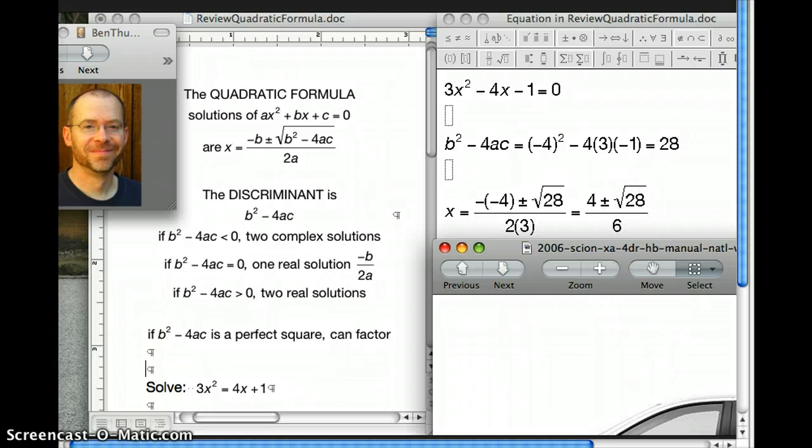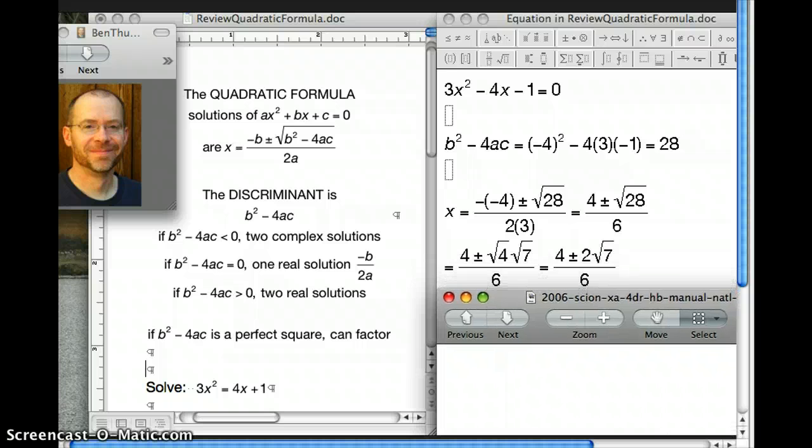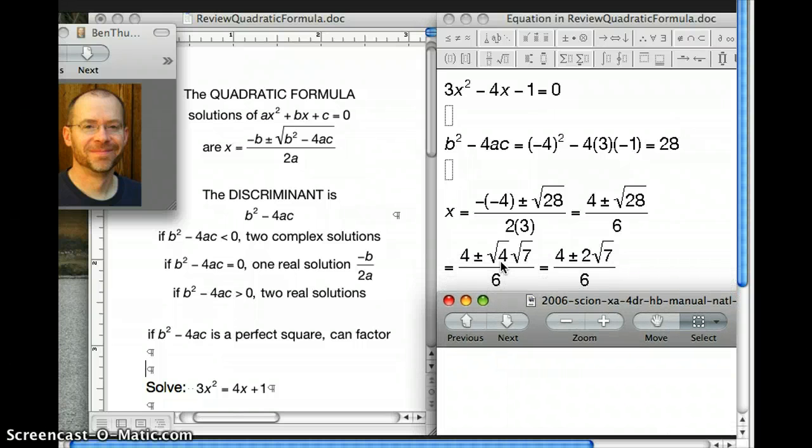And looking at square root of 28, I see that 28 does have a perfect square divisor. I can break it down into radical 4 times radical 7. And I want to do that because this square root of a perfect square allows me to break this down and make that into 2 radical 7. So let's see, this becomes 4 plus or minus 2 times square root of 7 divided by 6.